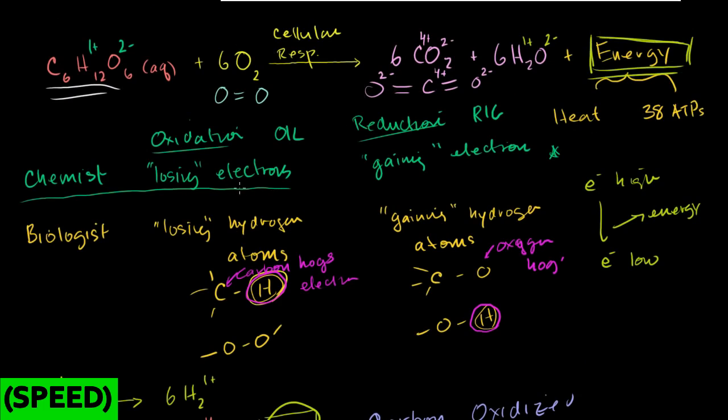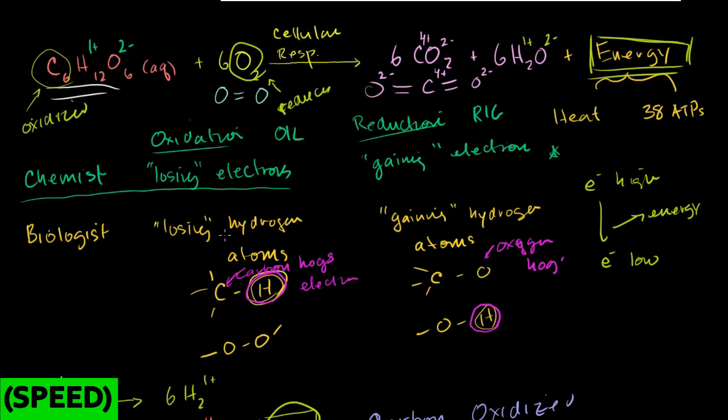So far we talked a little bit about how a chemist views oxidation. I touched at the beginning of the video on how a biologist views oxidation. And then we saw that cellular respiration from a chemist's point of view clearly shows that the carbon is being oxidized. It's losing electrons, and the oxygen is being reduced. It's gaining electrons. The electrons are going from this carbon, essentially to these oxygens right here.